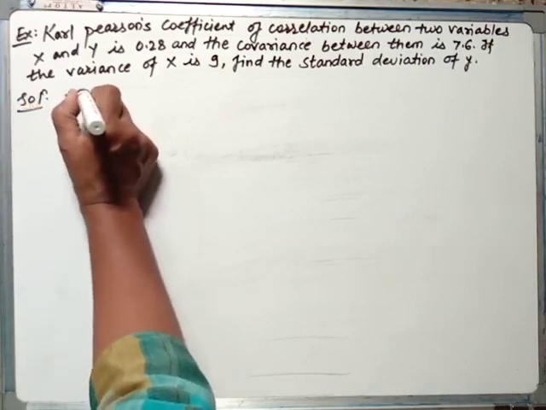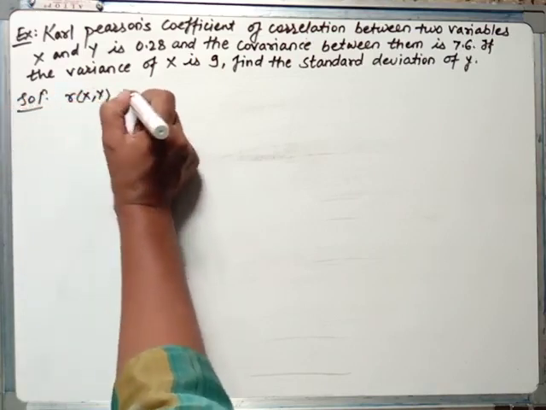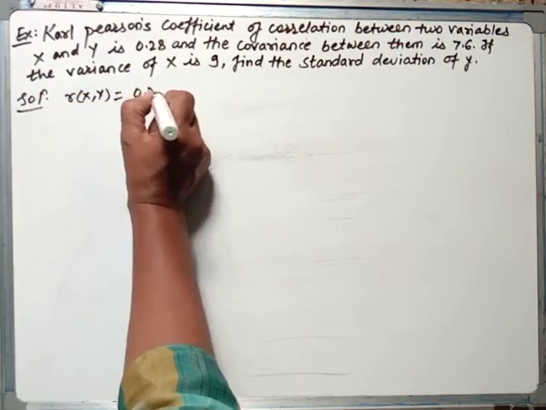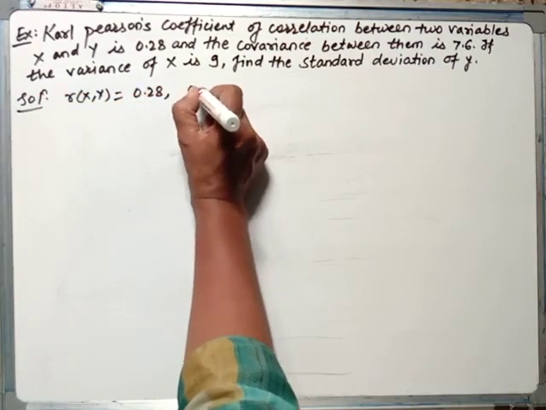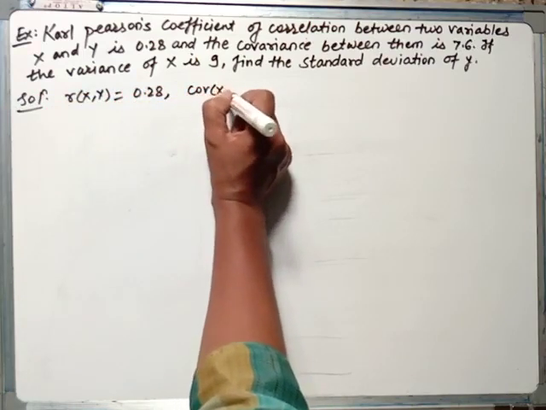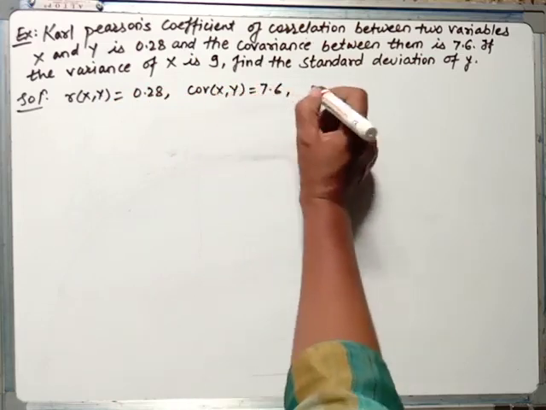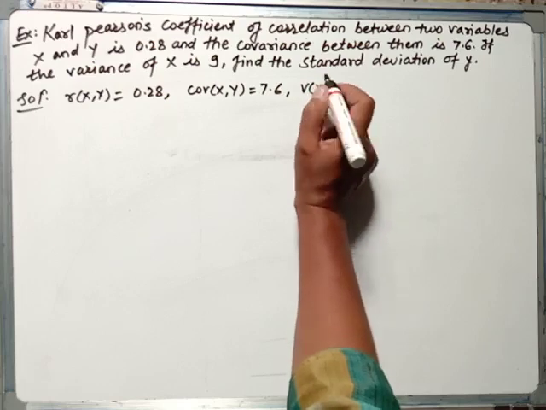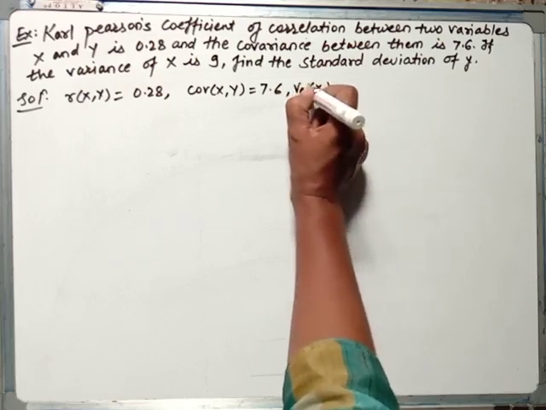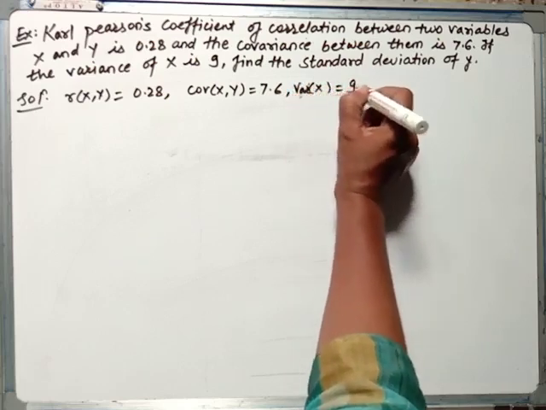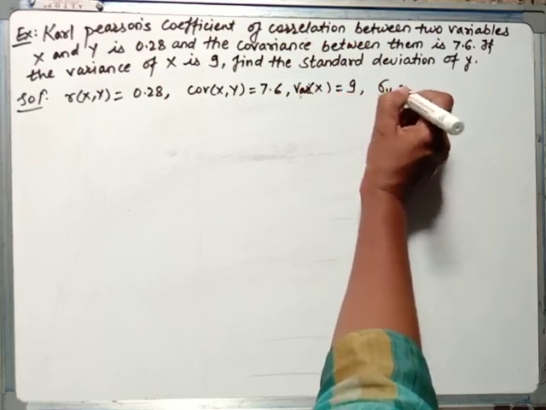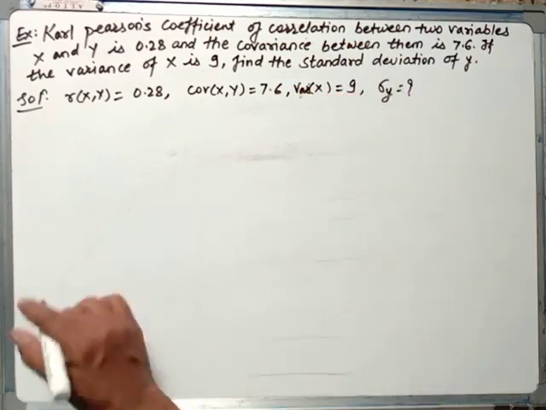Here the coefficient of correlation is given to us, it is 0.28. Then covariance between x and y is given to us, it is 7.6. Then variance of x is given to us, 9, and the question is asked for sigma y. We have a result.